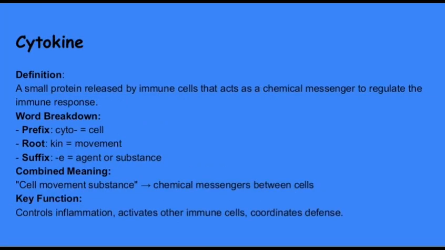The next term is cytokine. A cytokine is a small protein made by immune cells. It acts like a chemical messenger to help regulate the immune response. Let's break it down. The prefix cyto means cell. The root kin means movement. The suffix e means agent or substance.